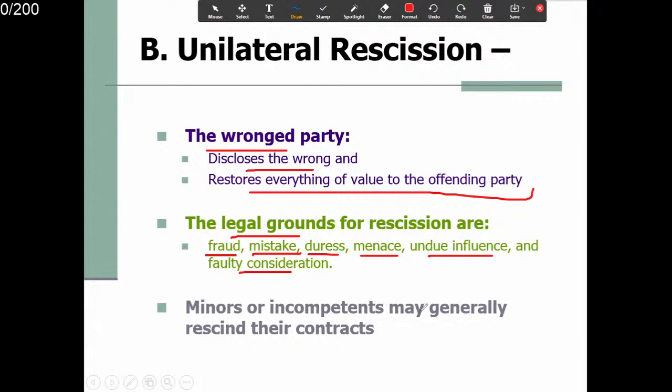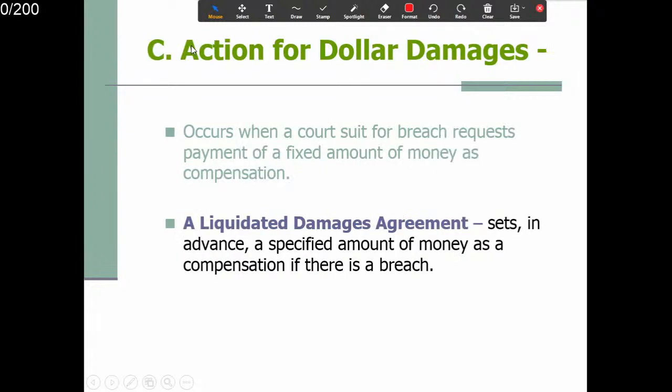Minors and incompetents may generally rescind their contract. 不过年龄的而且脑子有问题的，他可以取消他们那个协议。Action for dollar damages, right? 可以告或者被告。Occurs when the court suit for a breach requests payment for a fixed amount of money as compensation. 他告你赔偿嘛。A liquidated damage agreement sets in advance a specific amount of money as compensation if there's a breach. For example, if you don't buy my house, I'm going to take away your initial deposit, your EMD, earnest money deposit.